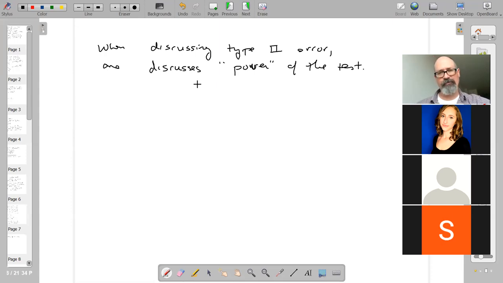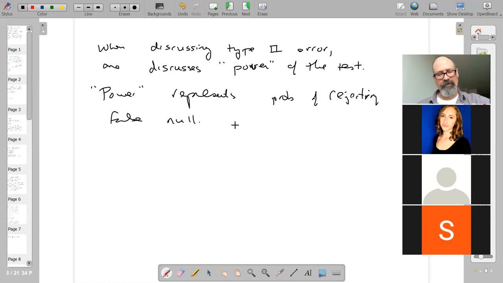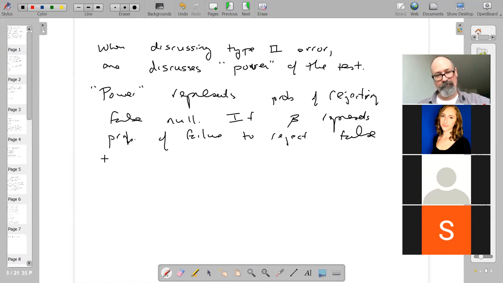So statistical power is a measurement. The power of the statistical test represents the probability of rejecting a false null. And so typically one has the symbol beta. If beta represents the probability of failure to reject a false null, then the power is equal to 1 minus beta.